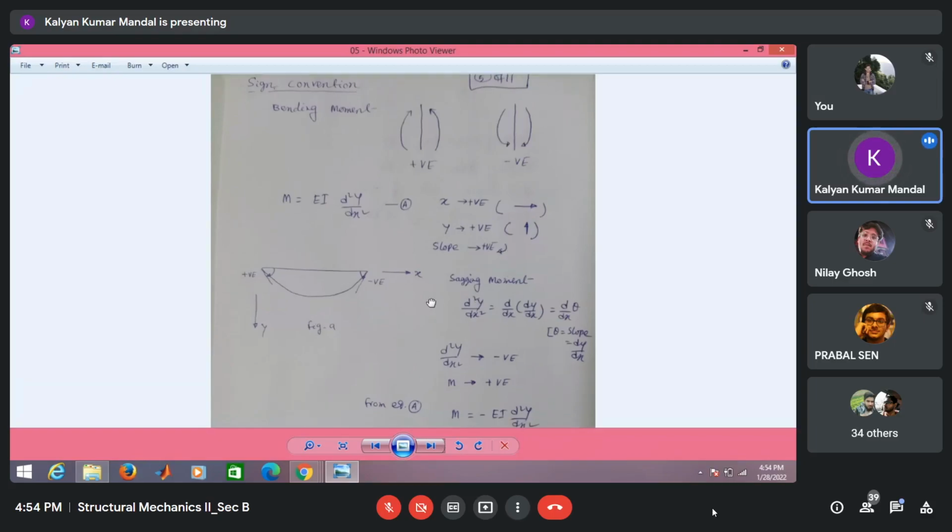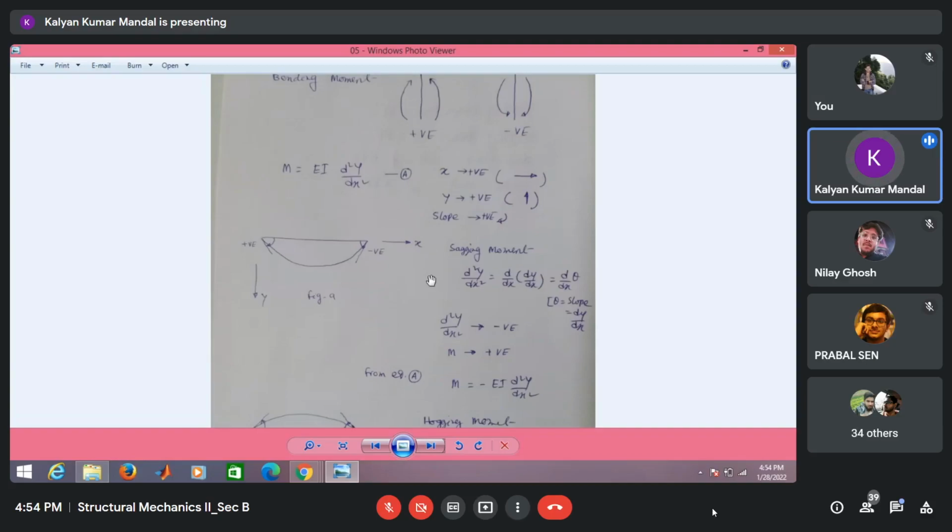Now, in most cases, if the beam is subjected to a vertically downward load, the deflection always occurs in the vertically downward direction. Then we have to consider the axis system in this way: x remains positive towards the right, but y in the vertically downward direction is considered positive.